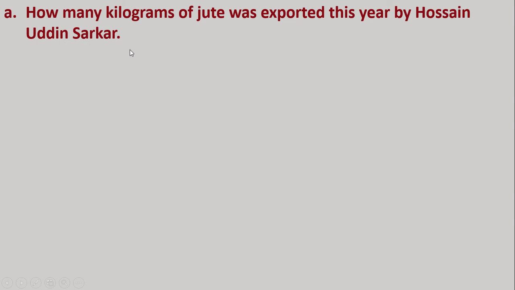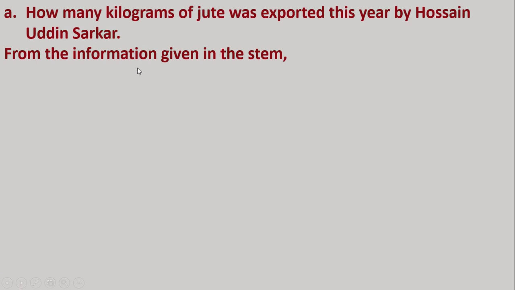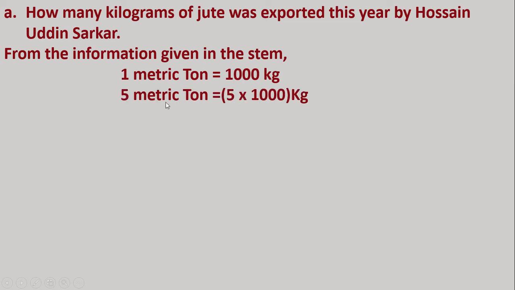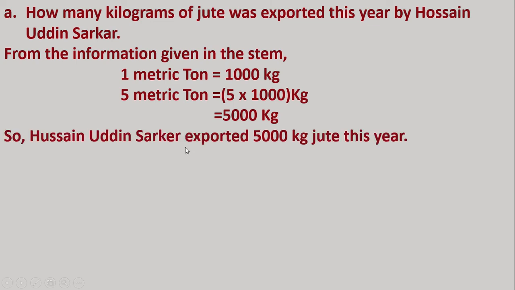How many kilogram of jute was exported this year by Hoseinuddin Sarkar? From the information given in the stem, 1 metric ton equal to 1000 kg. We know 1 metric ton equal to 1000 kg. And the amount of jute he exported is 5 metric ton. So 5 metric ton equal to 5 into 1000, that is equal to 5000 kg. So this will be the answer of A number. So Hoseinuddin Sarkar exported 5000 kg jute this year. Now D number question.